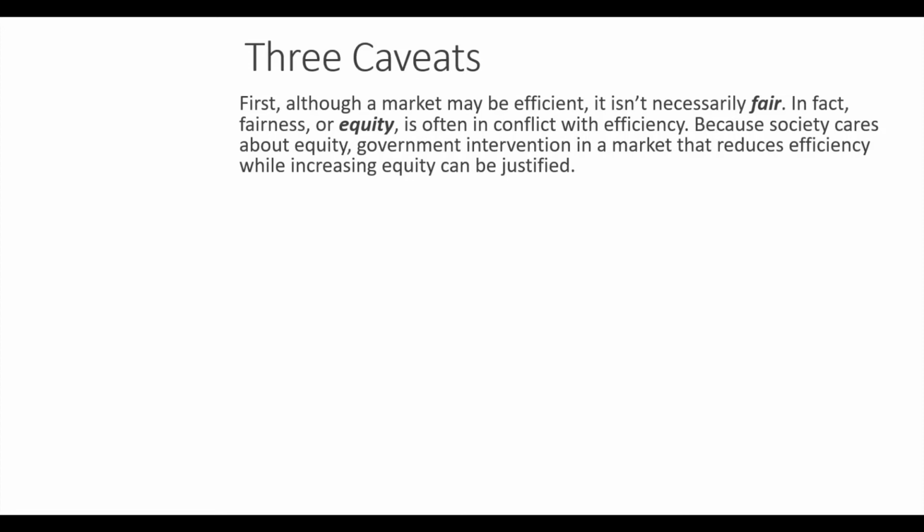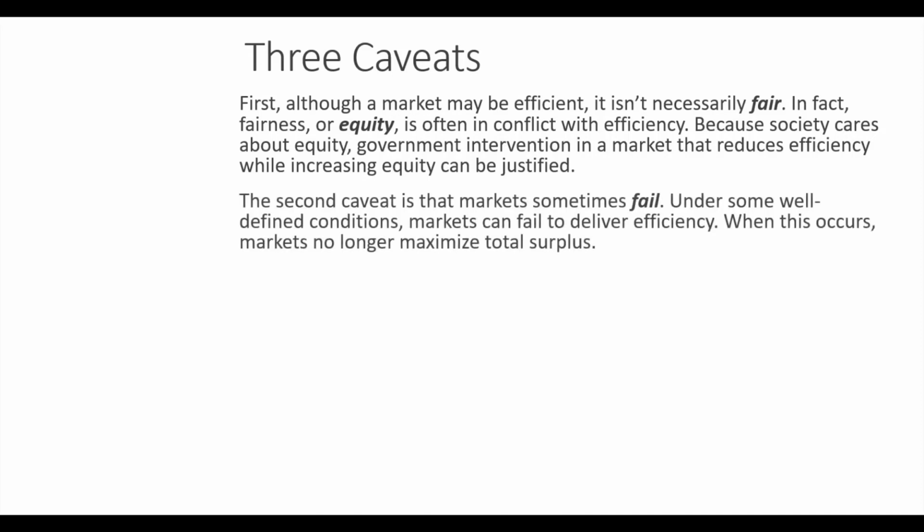So what this means is that even though the markets are efficient, that is to say marginal benefit equals marginal cost, they are not always fair. And because fairness and equity is something that we are concerned with as a society, sometimes governments intervene in order to increase the amount of fairness. The second thing to remember is that markets sometimes fail.